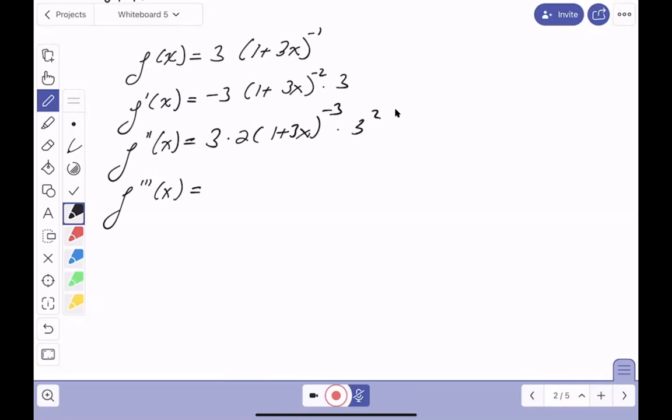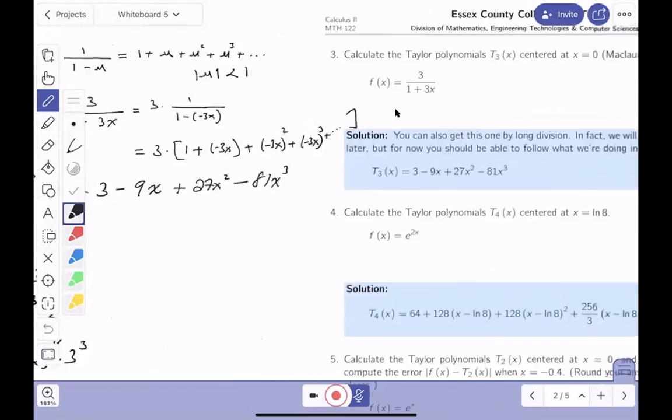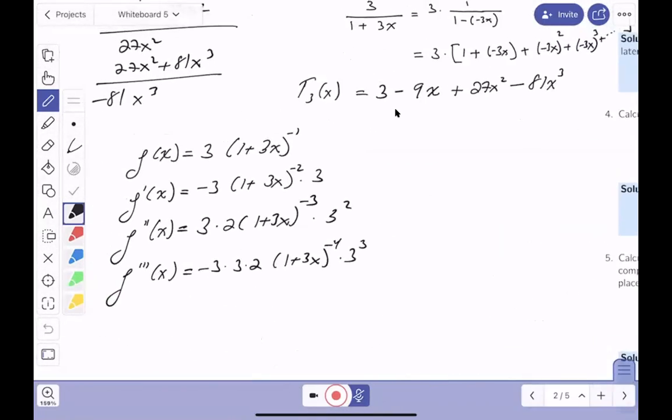And when you get over there, you would get minus 3 times 2, 1 plus 3x to the minus 4, 3 to the third power now. And this is going to be centered. Again, if you can't remember, go back and read it. It's centered at 0.